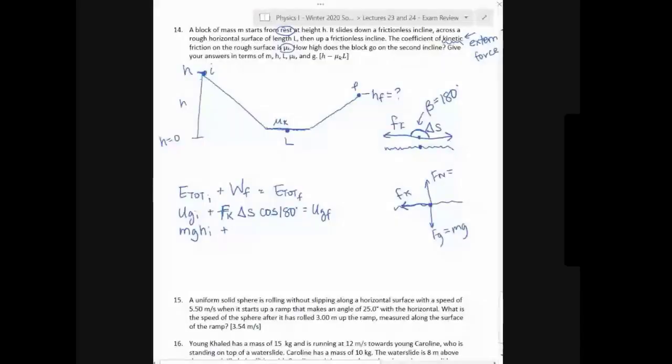Okay, so what does the F normal equal? There's only two forces that have a y component, Fg and F normal. And the object's not accelerating in the y direction. So those two forces need to cancel out. So what does F normal equal? Yeah, it equals mg. And then what does Fk equal? Mu k. Fk equals just mu k by itself? Fn mu k. Yeah, so it's mu k times the normal force, which is mg.